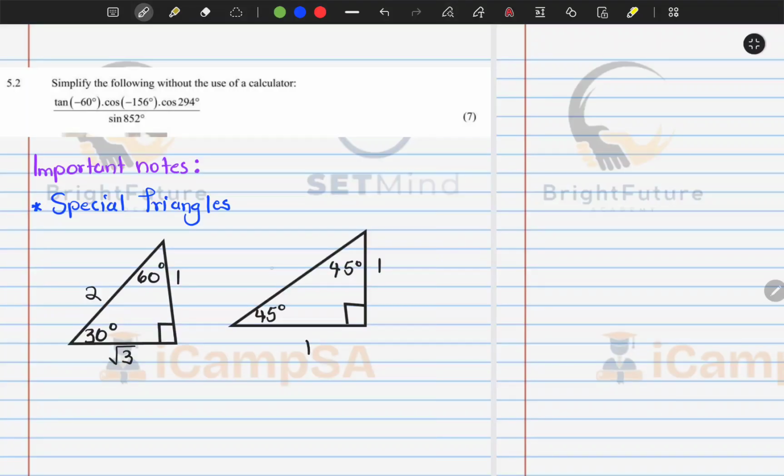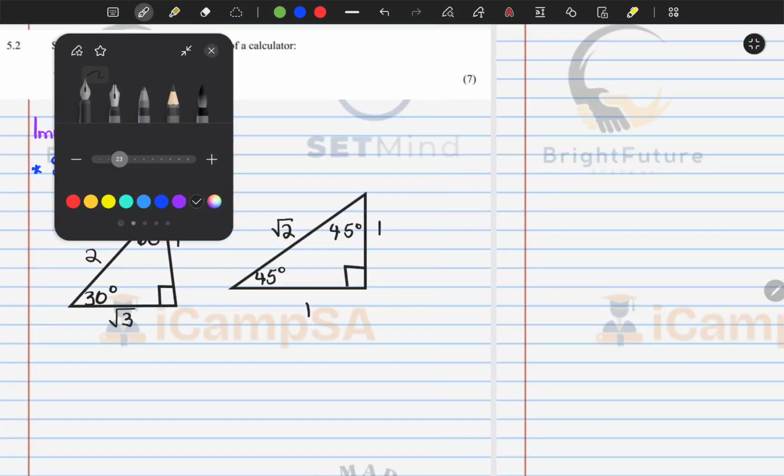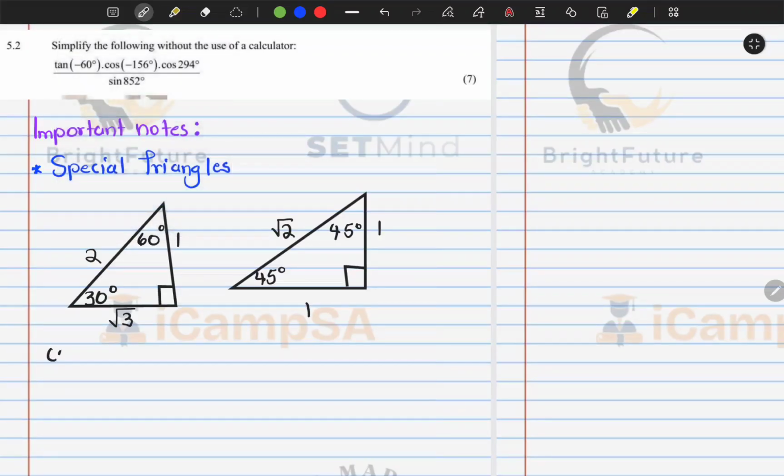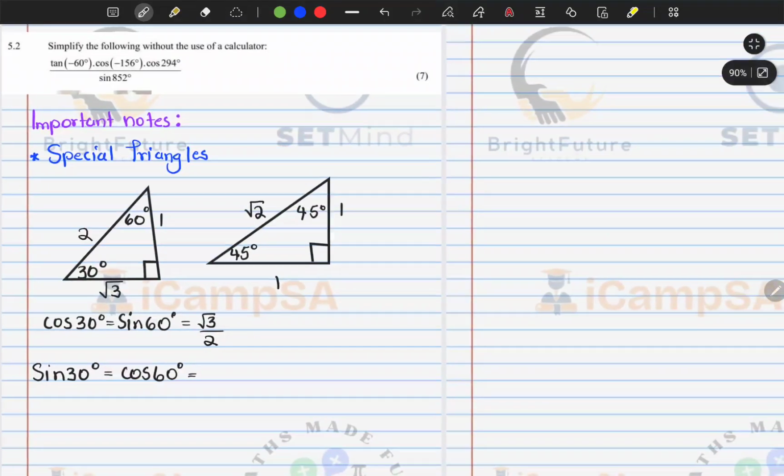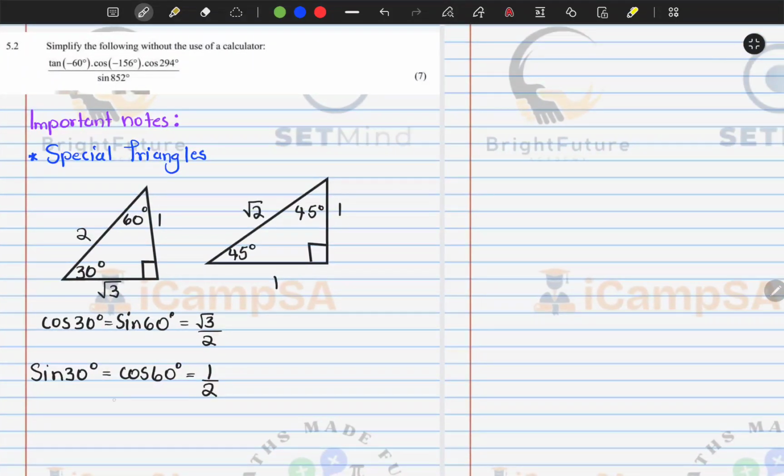These are not drawn according to scale, and you'll have square root of 2. For your special triangles, you should remember all your trig ratios: cos of 30 degrees, which is the same as sine of 60 degrees, will be square root of 3 divided by 2. And sine of 30 degrees, which is the same as cos of 60 degrees, I need you to remember your core ratios, will be 1 over 2.